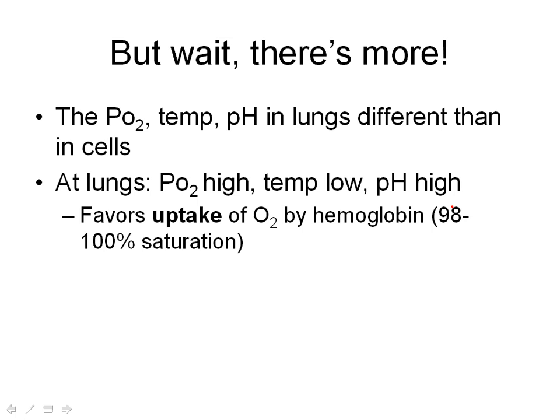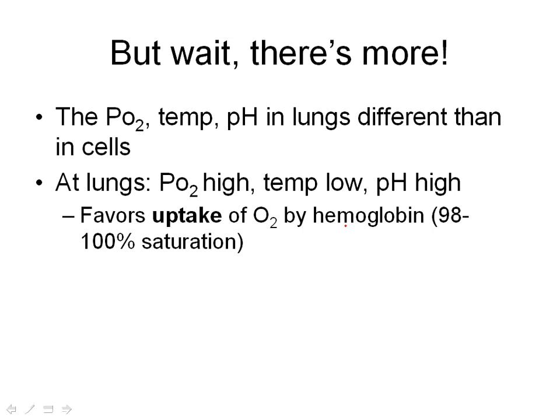We want to saturate, we want to fill up all those seats with oxygen so that we can move them in the bloodstream and then kick them off at the cells. So at the lungs, we have these three conditions. This is probably just evolution, right? That it favors the oxygen getting onto the hemoglobin because that's what we want.